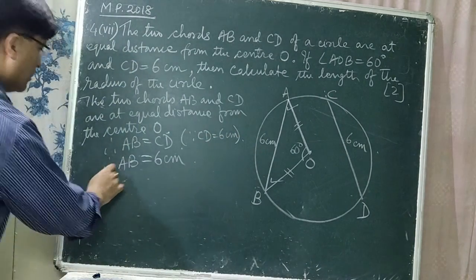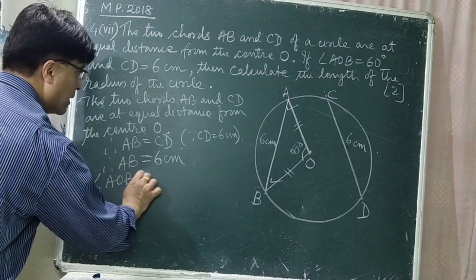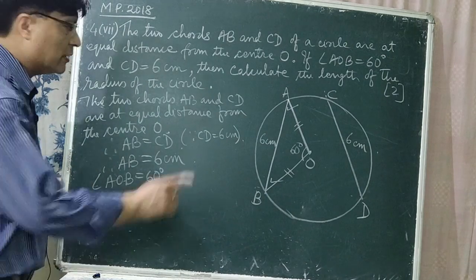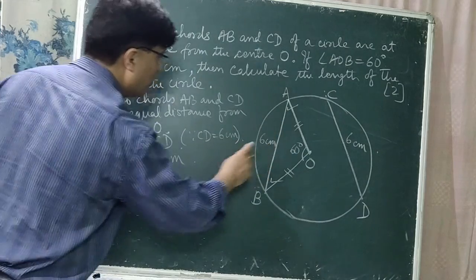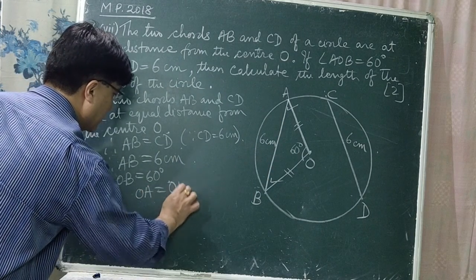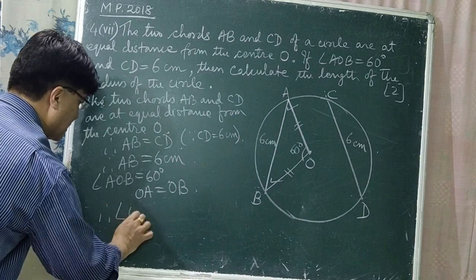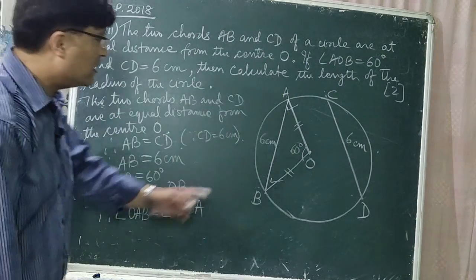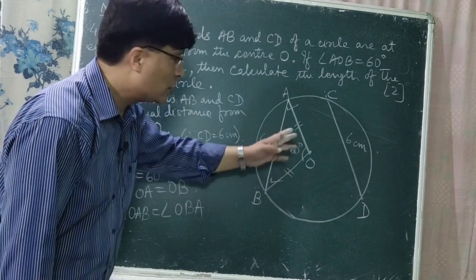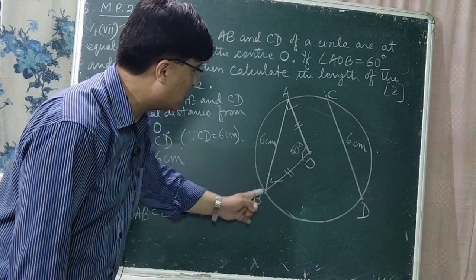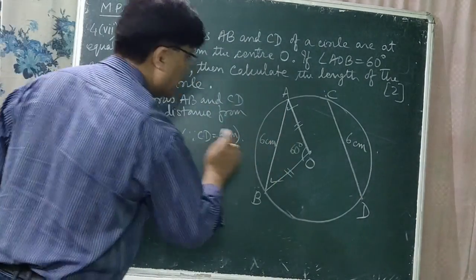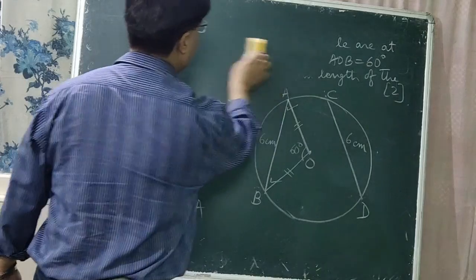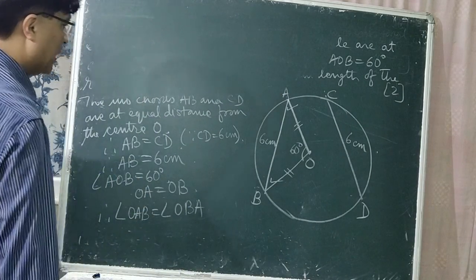Is that clear? And angle AOB is given as 60 degree. So in triangle AOB, OA is equal to OB, isn't it? So therefore, angle OAB is equal to angle OBA. If these two sides are equal, this is an isosceles triangle, so these two angles must be equal, right? Now you have to get the radius of the circle, right? You should get the length of OA.